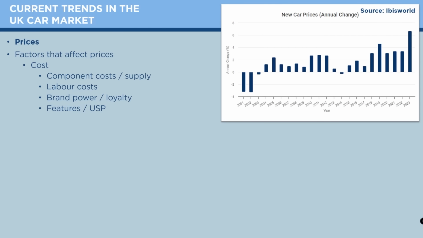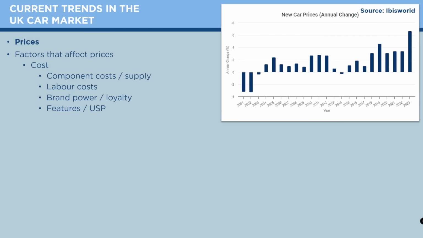So we're going to start with the first bullet point, which is current trends in the UK car market. We're going to start with prices. So there's a few factors that affect prices. If you look at the graph on the right hand side of the screen, you'll see that new car prices since about 2001, or actually probably since about 2004, have increased at maybe an average of about 2% per year. What you've also potentially noticed is that since 2018, that price increase has been up a little bit higher.